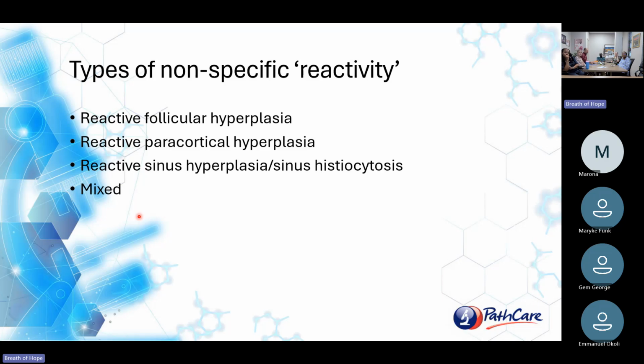But if a pathologist says this is a reactive lymph node, he needs to state in the report where it is reactive, because that's going to help you get your differential diagnosis in a better place. So you can call your pathologist and ask them where it is reactive if they haven't mentioned it in their report.